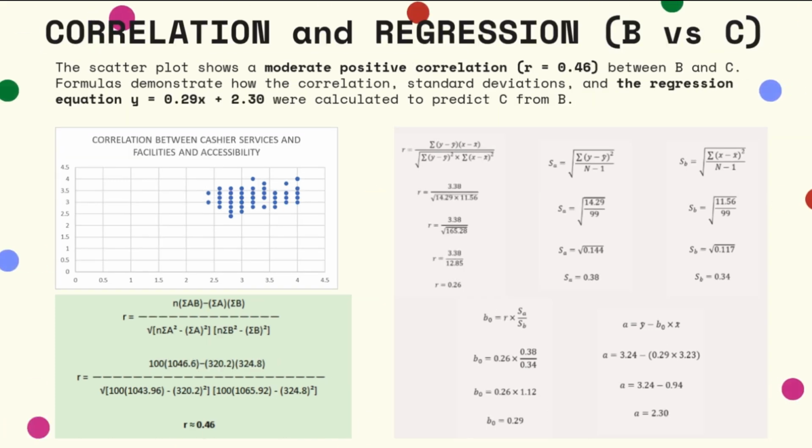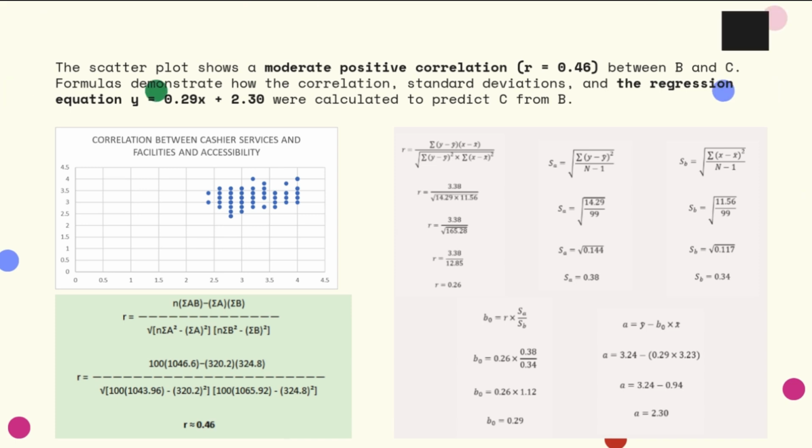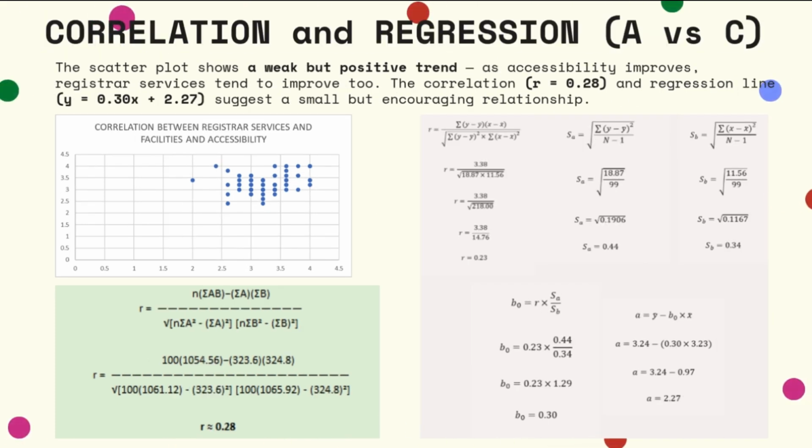As for the correlation and regression of B versus C, the scatter plot shows a moderate positive correlation. While for the correlation and regression of A versus C, the scatter plot shows a weak positive trend: as accessibility improves, registrar services tend to improve too.